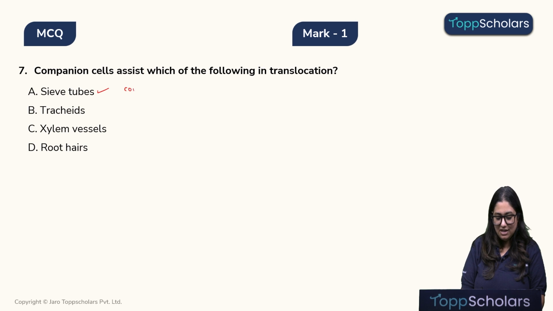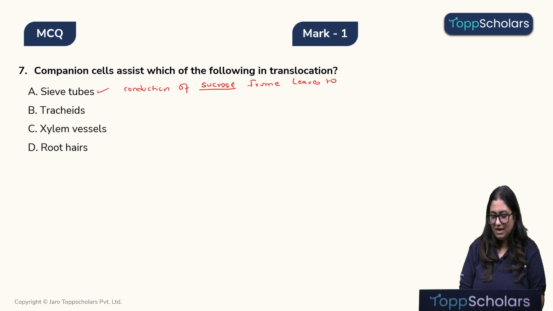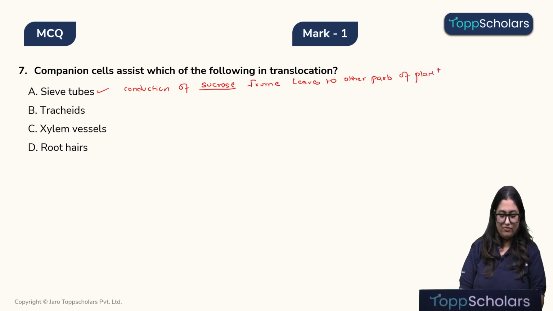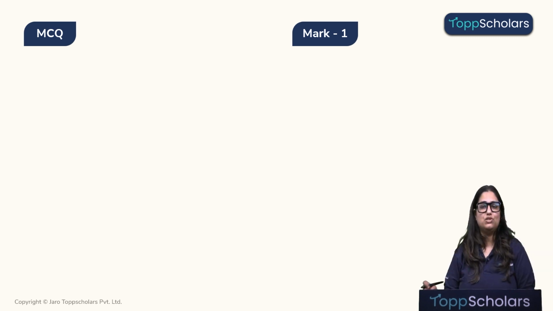They help in conduction of sucrose from leaves to other parts of plant. Okay, therefore option A is the correct answer. Alright children, please pay attention. Companion cells are not found near tracheids, xylem vessels and root hairs, and therefore they are incorrect answers. Now let's look at the next question.